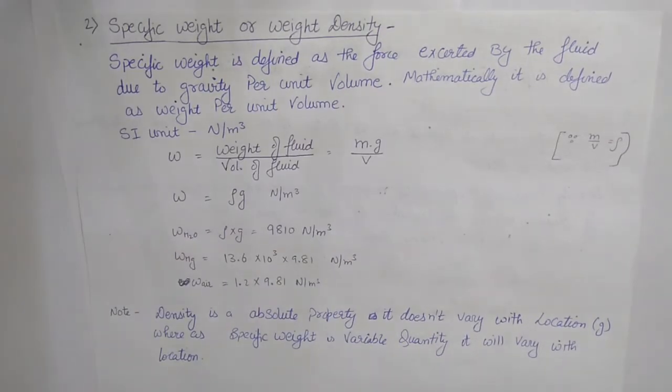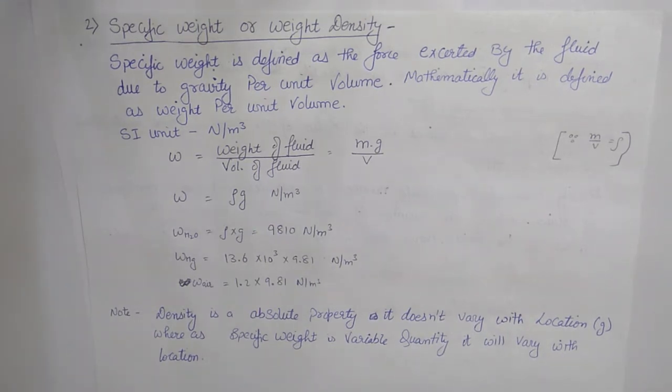Let's move on to the second property of fluid, which is specific weight, or weight density. Specific weight is defined as the force exerted by the fluid due to gravity per unit volume. Mathematically, it is defined as the weight per unit volume. Its SI unit is Newton per meter cube. It is denoted by letter w, and it is equal to weight of the fluid upon volume of the fluid. Whereas m upon v is equal to rho, so we can say w is equal to rho g.